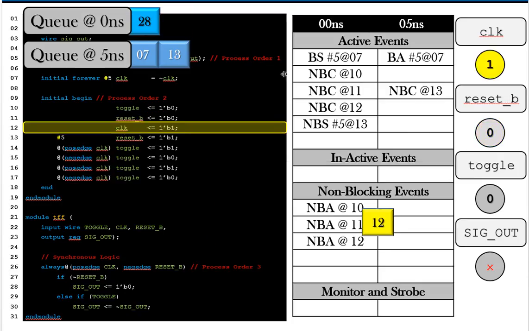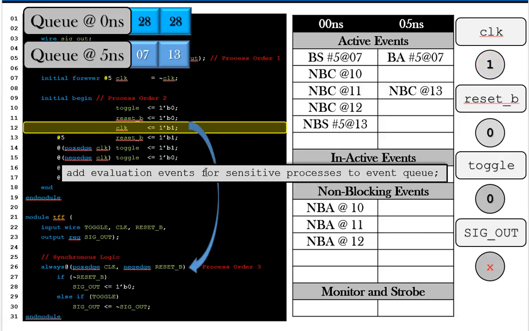Now let's continue on. We go and we evaluate line 12. Well, this goes from X to 1. That's very similar to what we did before, right? We have 28. We have our clock going from X to 1. And what's happening here is that we're looking for the positive edge. Well, X to 1 would be considered a positive edge transition.